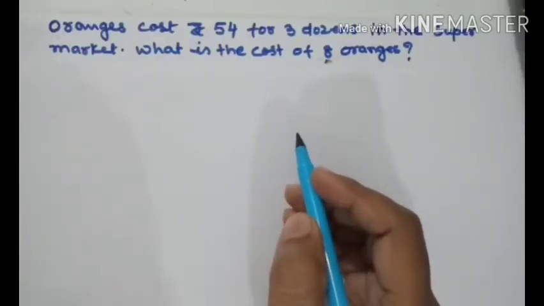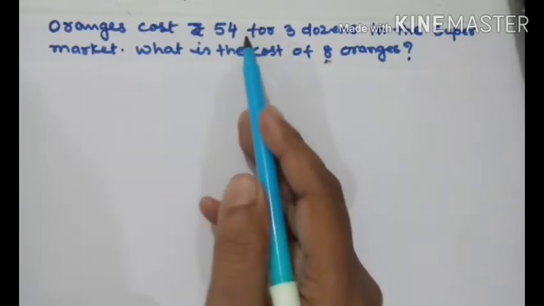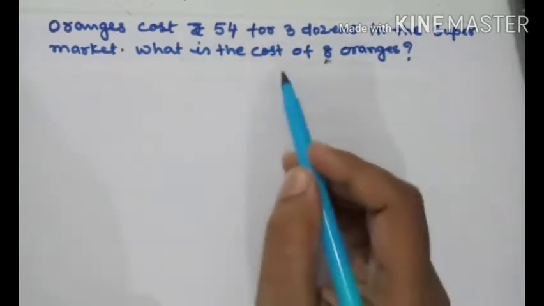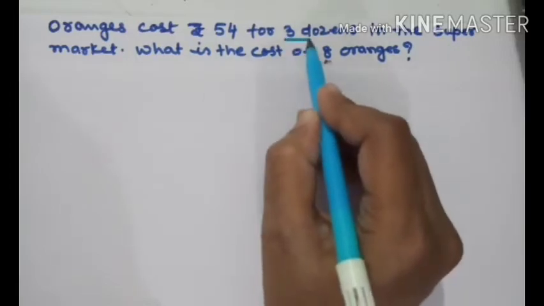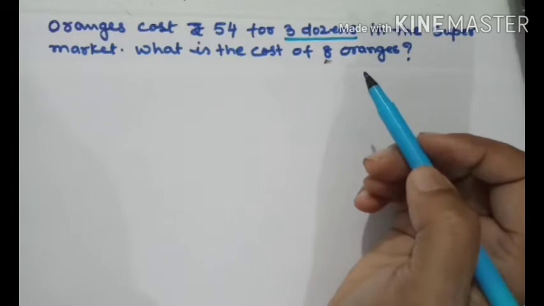Dear students, let us read this question. Oranges cost rupees 54 for 3 dozens in the supermarket. Look here children, this is 3 dozens. 1 dozen means 12 items. So 3 dozen means 36 items.